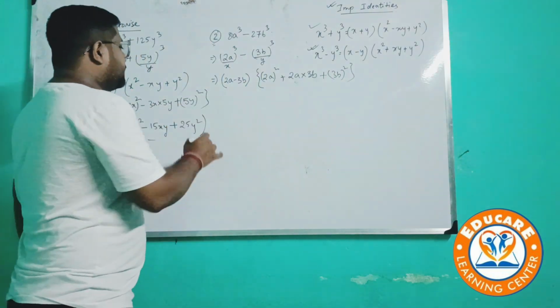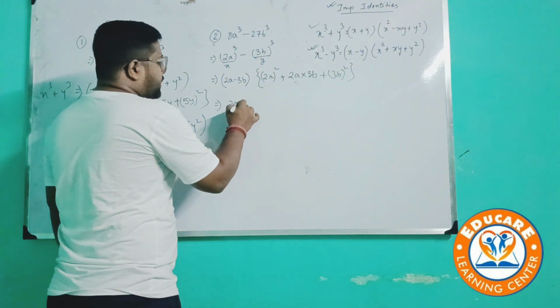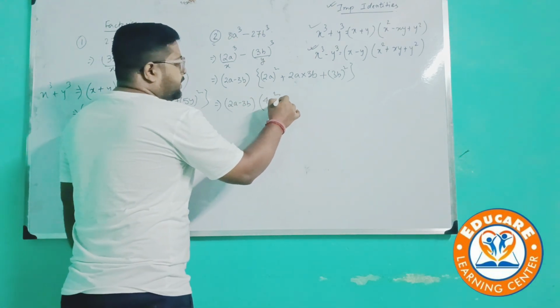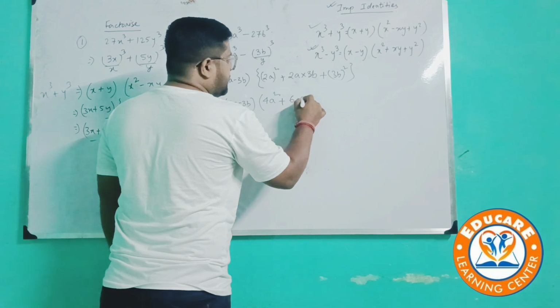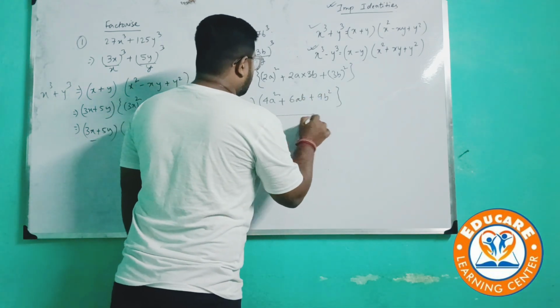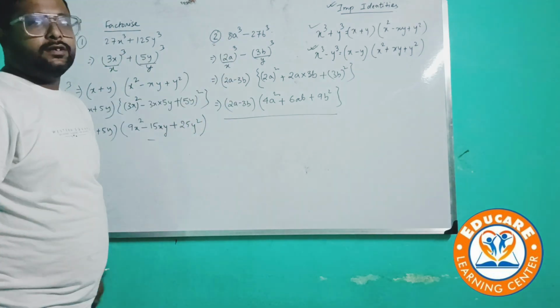Now we will just solve this and we will get our final answer. (2a minus 3b)(4a square plus 6ab plus 9b square), and this is our final answer for question number 2.